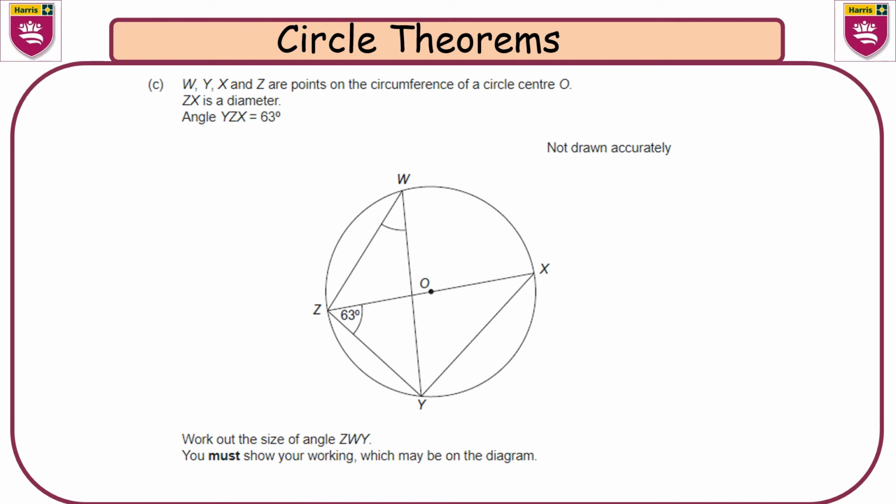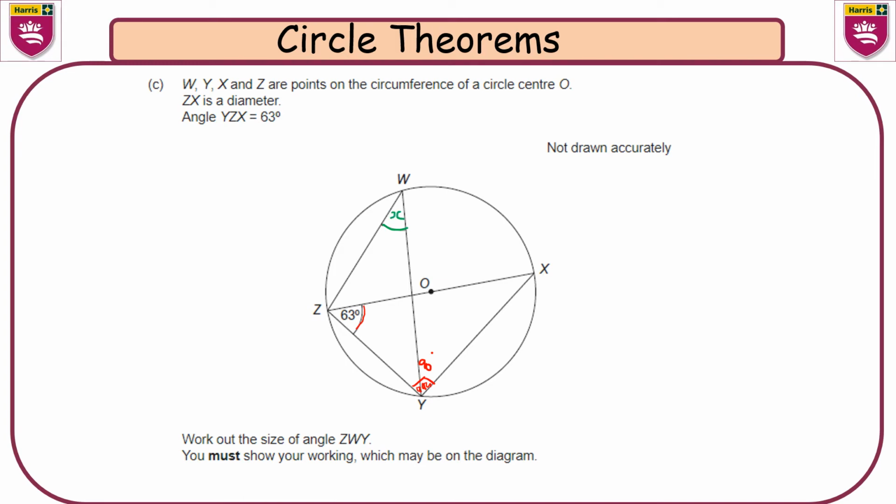Right, so this is part C of the same question. It says W, Y, X and Z are points on the circumference of a circle center O. ZX is a diameter, so this section here is a diameter. As soon as I know that's the diameter, I can clearly see that's going to be 90 degrees, so I'm going to write my 90 degrees there straight away. Then angle YZX is 63 degrees, this bit here. Work out the size of angle ZWY. So this is the one they want us to find out. I'm just going to call it X.